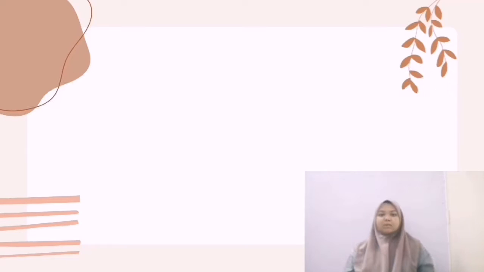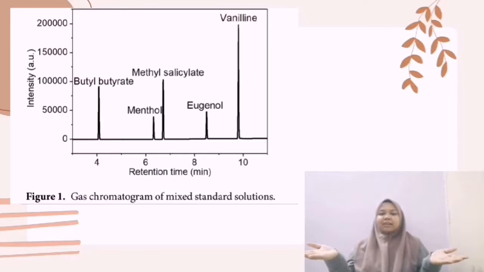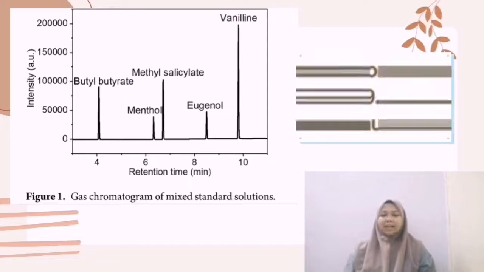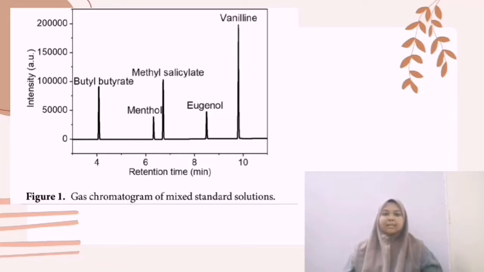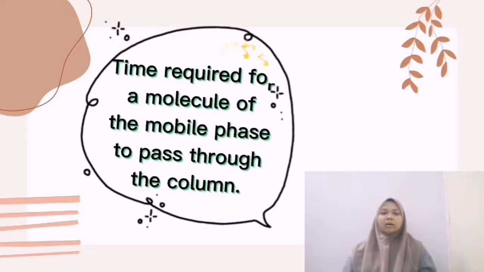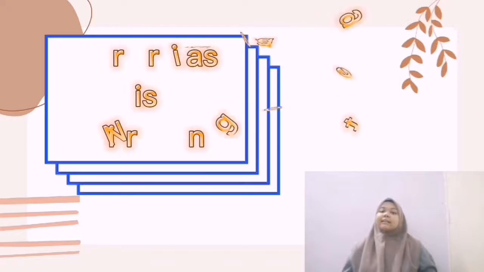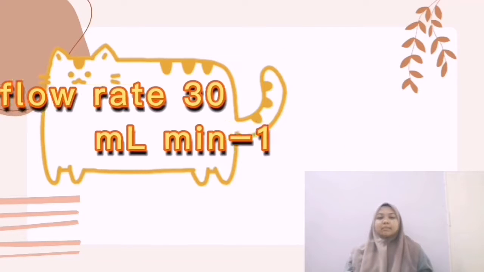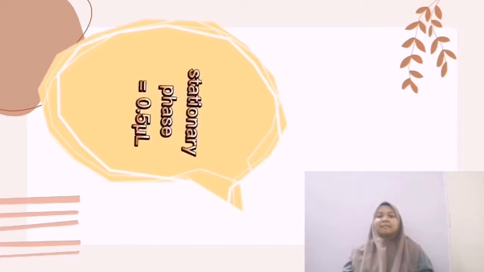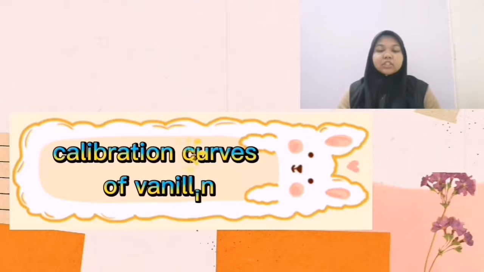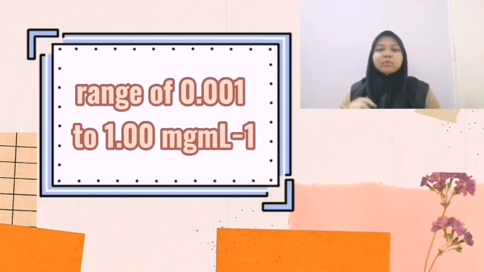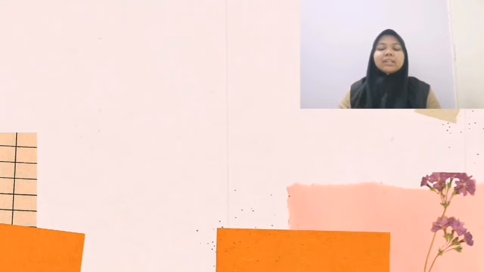The obtained gas chromatogram of the mixed standard solution is shown in figure 1. From the chromatogram shown above, there is a presence of vanillin with a retention time of 990 minutes in the sample that has been analyzed. Thus, its retention time is approximately equal to the time required for a molecule of the mobile phase to pass through the column. Besides, the carrier gas used is nitrogen gas with a flow rate of 30 ml min-1, and the injection volume is 0.5 microliter. For quantitative analysis, the calibration curve of vanillin shows that its concentration is in the range of 0.001 to 1.00 mg ml-1, which indicates a good linear relationship.